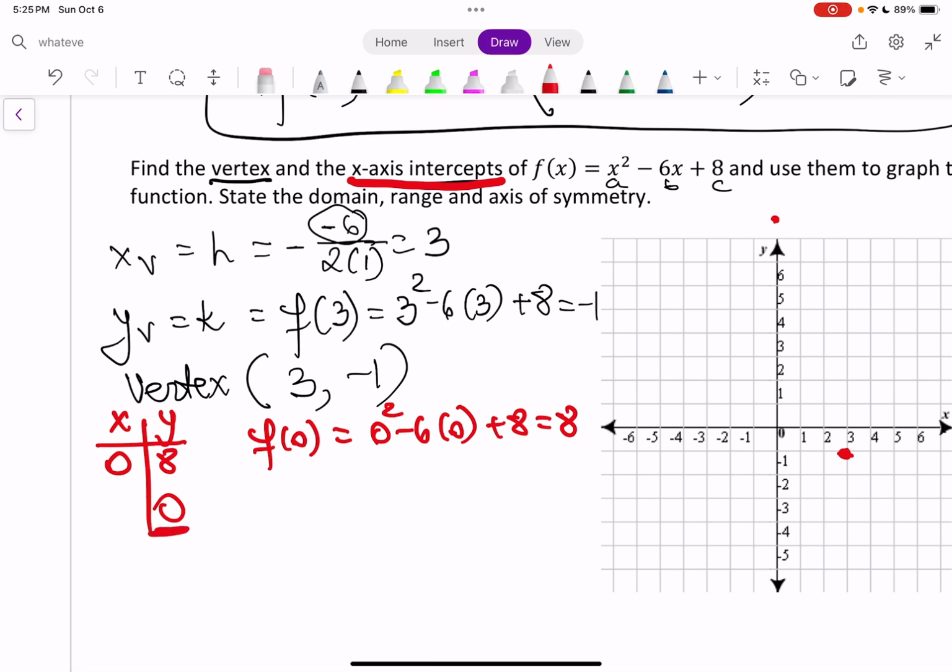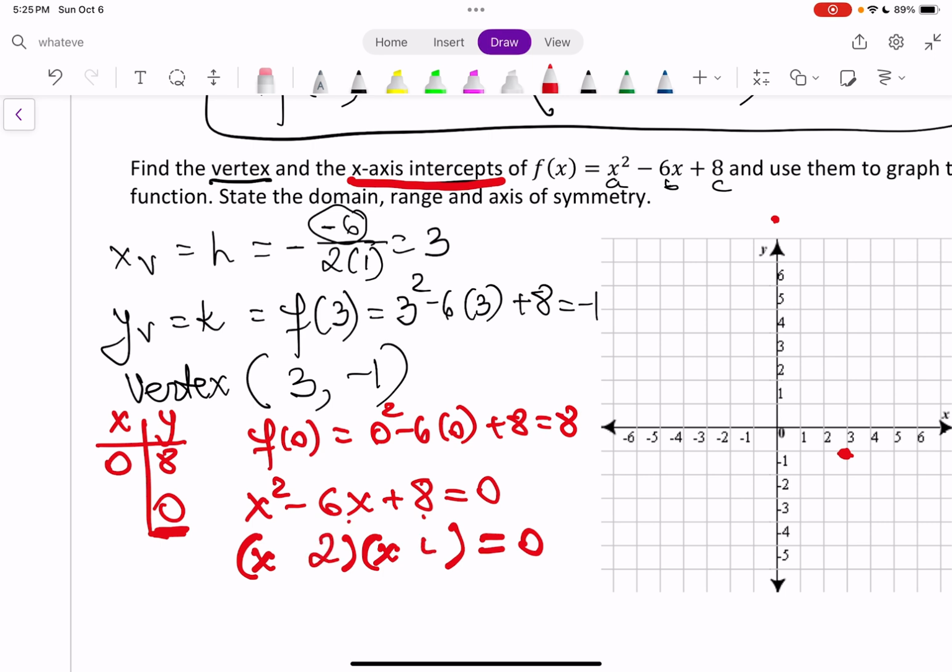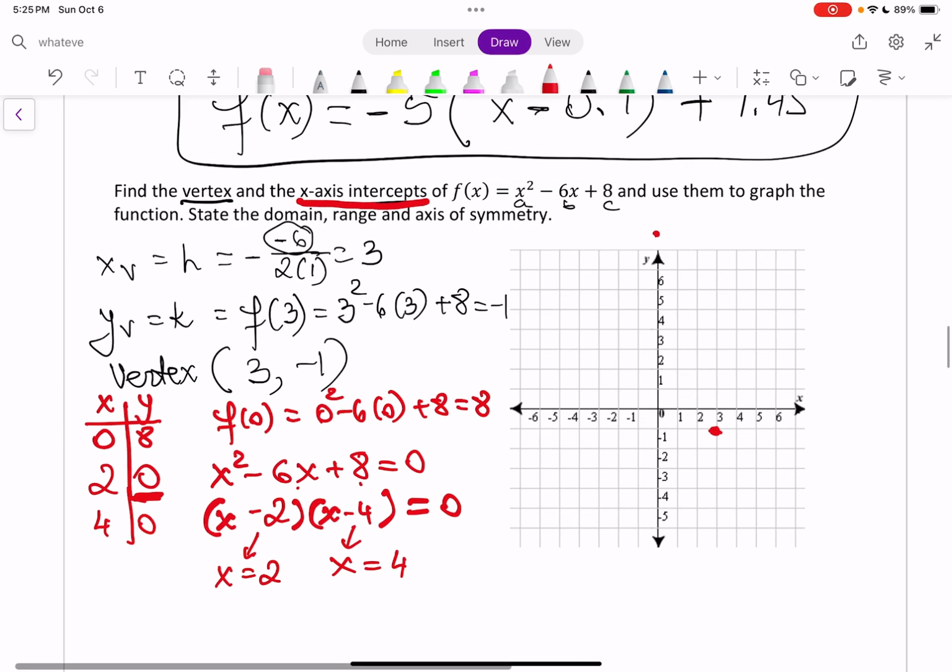If I make y equal to 0, then what I end up having to do is solve this quadratic equation, right? So set the function equal to 0. And hopefully we can factor this one. If not, we could use the quadratic formula. But numbers that multiply to 8 and add to 6 are 2 and 4. Minus and a minus. So therefore, the two solutions are x equals to 2 and x equals to 4. So we do have two x-axis intercepts, as there should be two solutions to the quadratic equation.